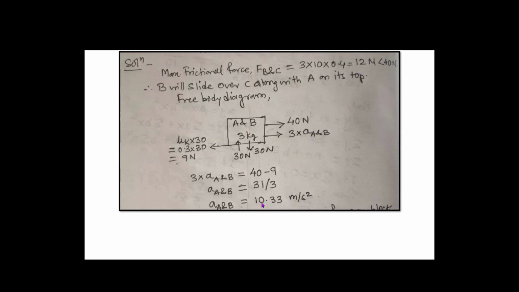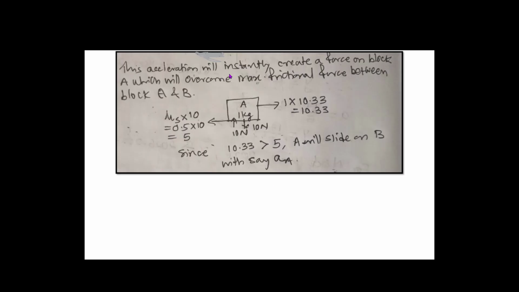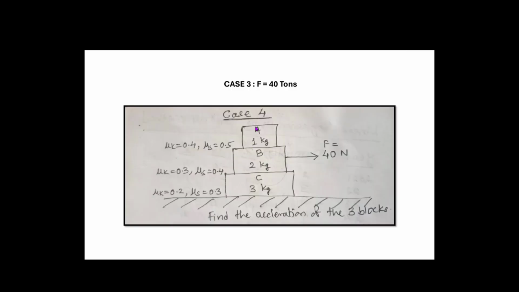The moment this acceleration starts, block A will experience a force. Acceleration will instantly create a force on block A, which may overcome, we will have to check, the maximum frictional force between block A and B. So now let us put attention on block A and B, what is happening between the two. The maximum force will be the normal force, which is 10 Newton, into 0.5, which is the static coefficient of friction.